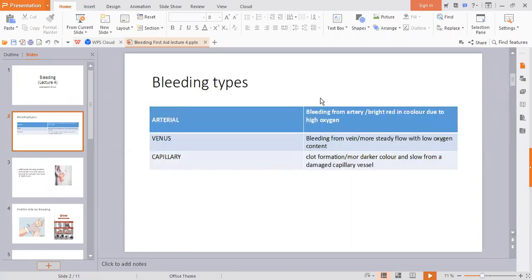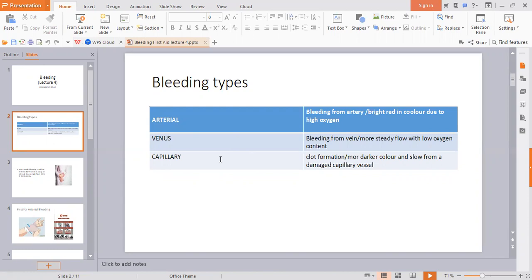First of all, we have to know the common types of bleeding. Bleeding means the flow of blood from any body part, which could be arterial, venous, or capillary. Arterial bleeding is blood flowing from any artery. It is bright red in color due to high oxygen content. Venous bleeding is, as the name indicates, bleeding from the vein, mostly with low oxygen content. Similarly, capillary bleeding, as the name indicates, is blood coming from the capillary, but it is slow in movement and rather darker in color.